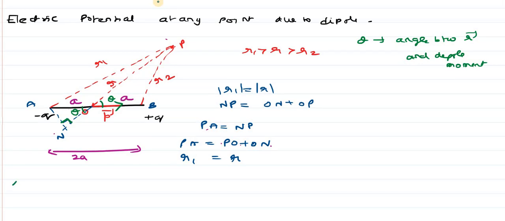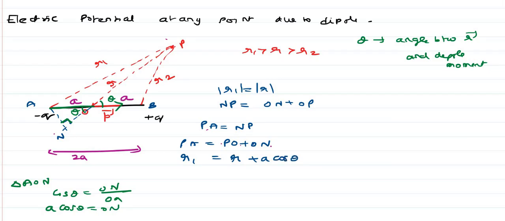So if this is theta, this is A, this is the perpendicular line. So in triangle AON, a right angle triangle, I need ON, the adjacent side. So cos theta will be equal to ON by OA. What is OA? It is nothing but the half length of the dipole, which is A. So A cos theta is ON. So what can I write here? Instead of ON, I can write A cos theta. Is that clear?